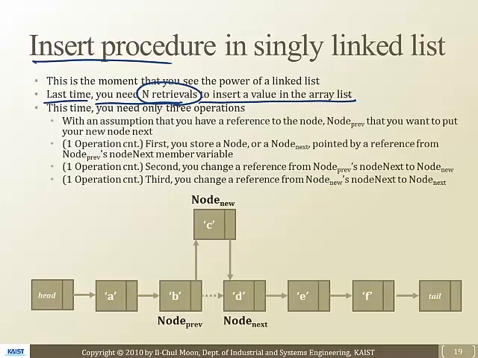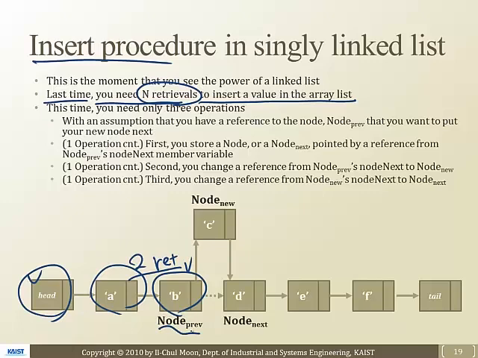But this time, what you're going to do is start from the head, right? And you navigate to this point. It requires 2 retrievals, right? And when you hit here, you are going to call this node prev, right? And then by using the get next node method, you can get the node next. And what you are going to do is instantiate a new node, node new. First, you store a node new, and this node new will hold C here, and point to node next as the next node, right?